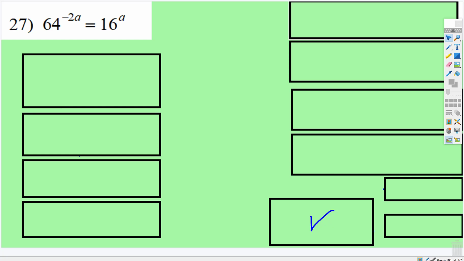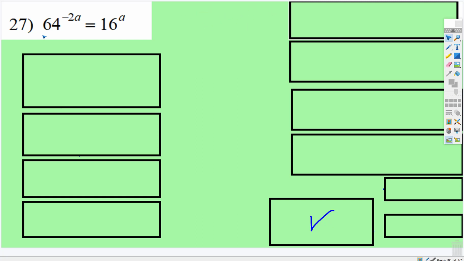Okay, we're going to do a couple of equations. These are exponential equations where the bases need to change. The entire point of exponential equations and logarithmic equations is to get the base the same on both sides of the equation and then set the exponents equal to each other.